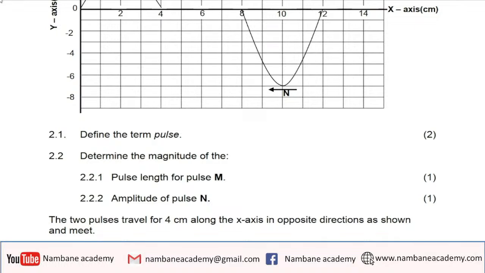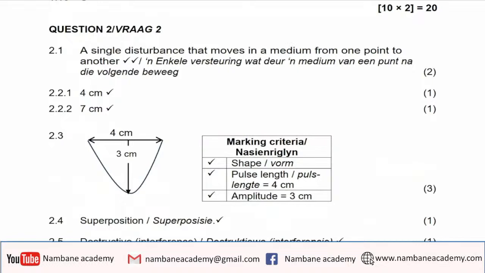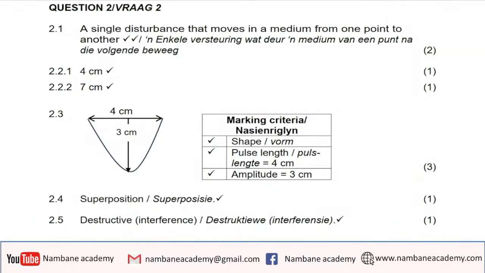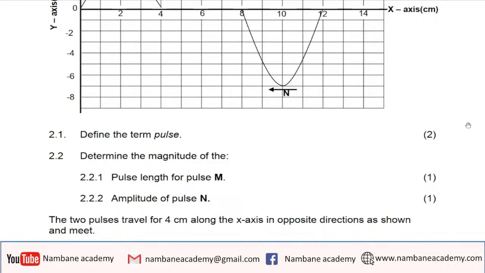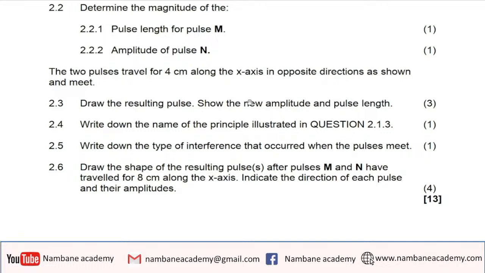And then a pulse, according to the memo, is a single disturbance that moves in a medium from one point to another. Now, because there is no underlining or any way that can be removed from that, it is going to be a 2 or a 0 for that question. And then question 2.2, we start with 2.2.1, the pulse length of M. So the pulse length of M is going to be 4 centimeters.